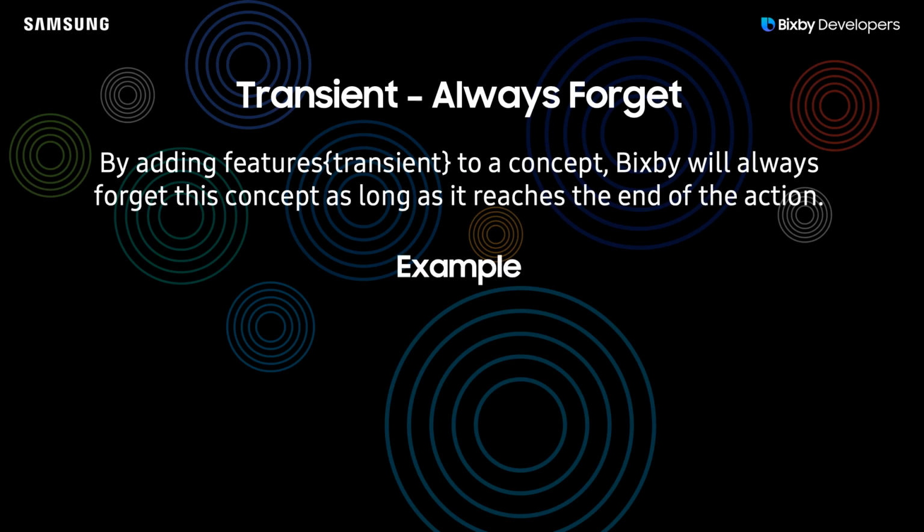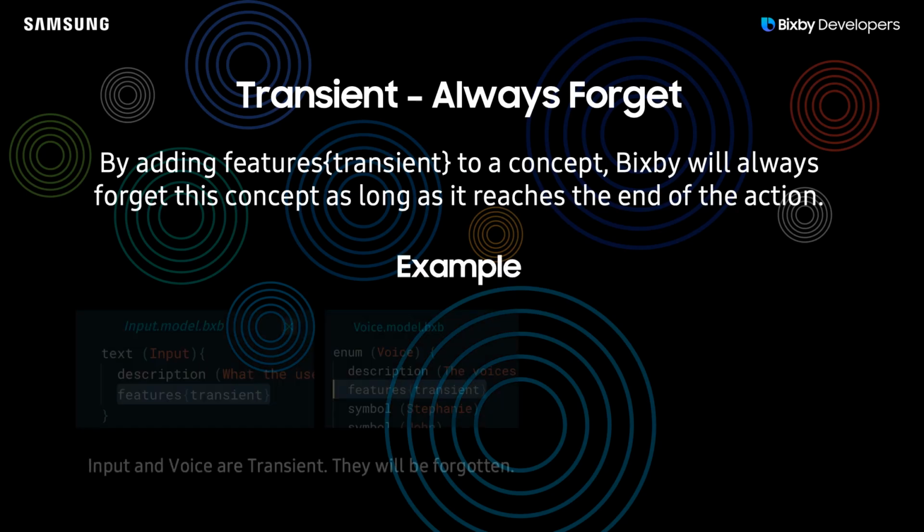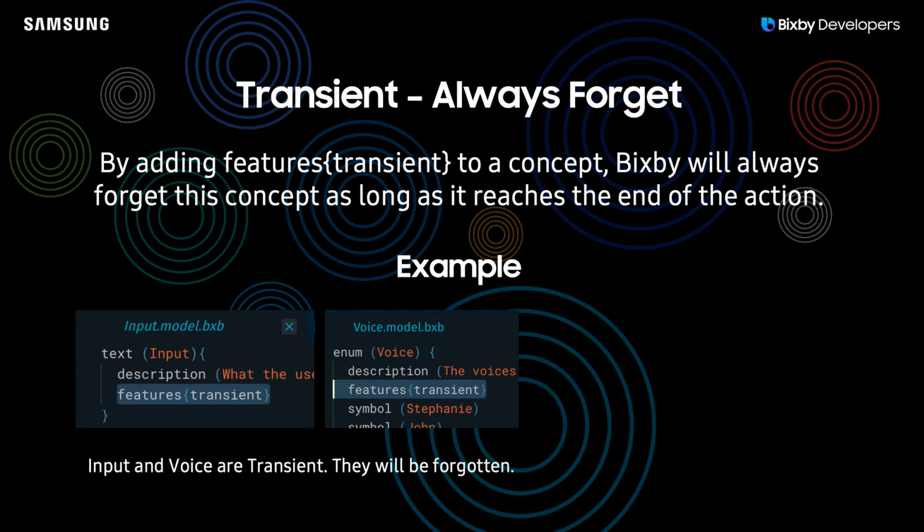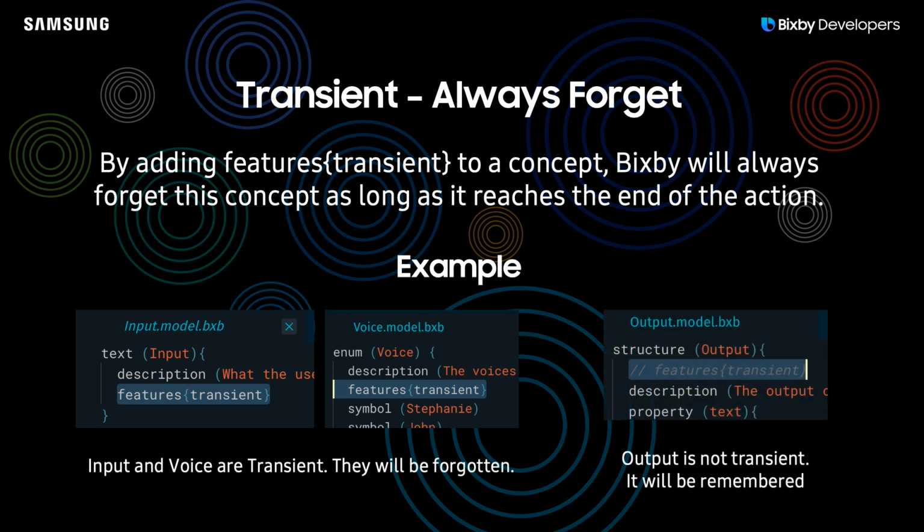So by adding features transient to a concept, Bixby will always forget these concepts when it reaches the end of an action. And then you can see on line 3, input and voice are currently transient, so they will be forgotten once it reaches the end of CopyCat. However, output is not transient, and therefore output will actually be remembered.